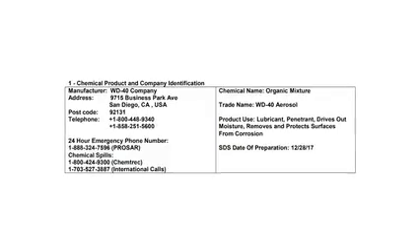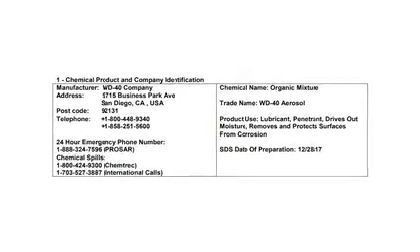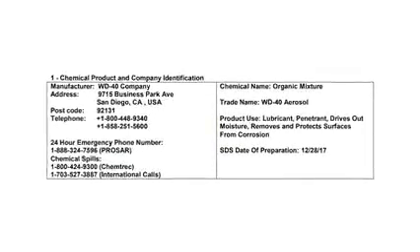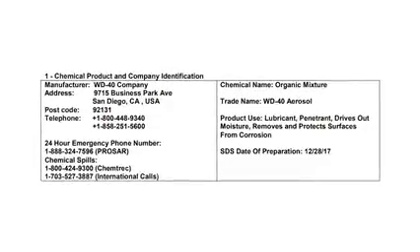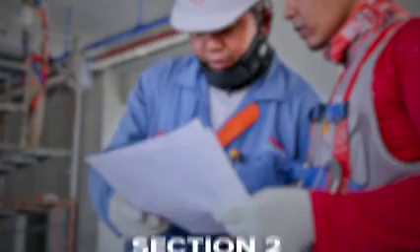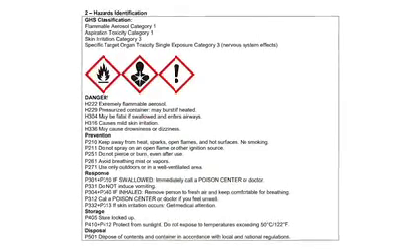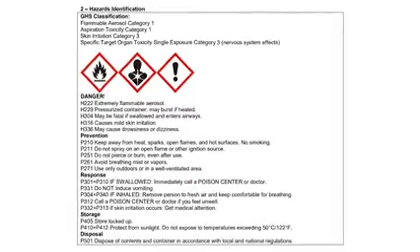Section 1. This section provides identification information pertaining to the chemical product and the manufacturer of the product. In addition, the intended use of the product is listed to ensure that the end user is properly utilizing the product. Section 2. This section contains information regarding all hazards associated with the chemical or product.